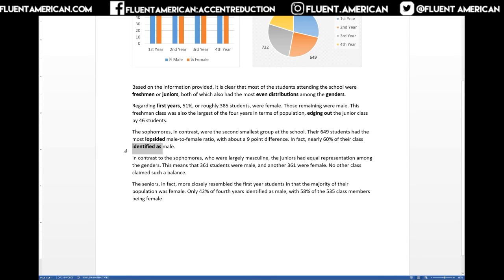"To identify as" means to categorize yourself as something, or to associate yourself with something. It's a good phrase. "Masculine" changes our genders into an adjective form. Again, "equal representation."